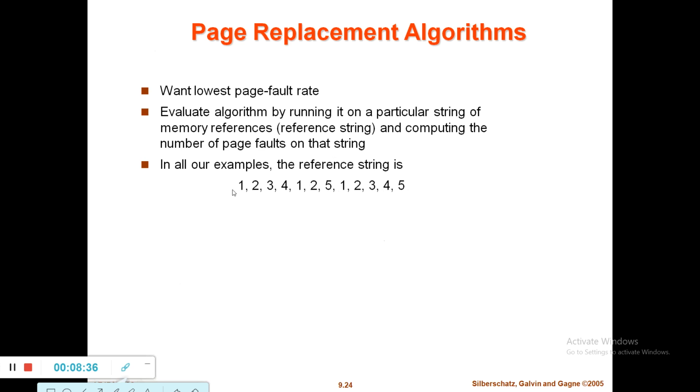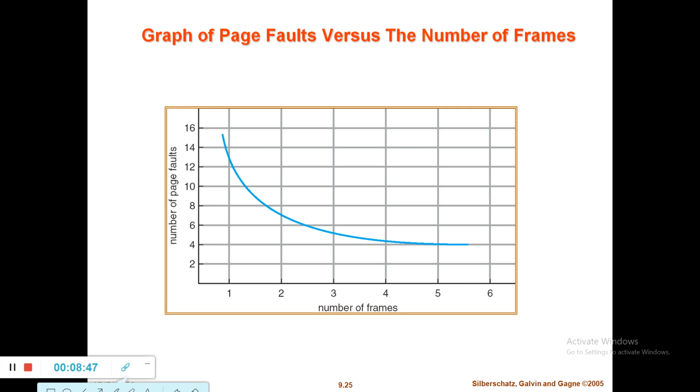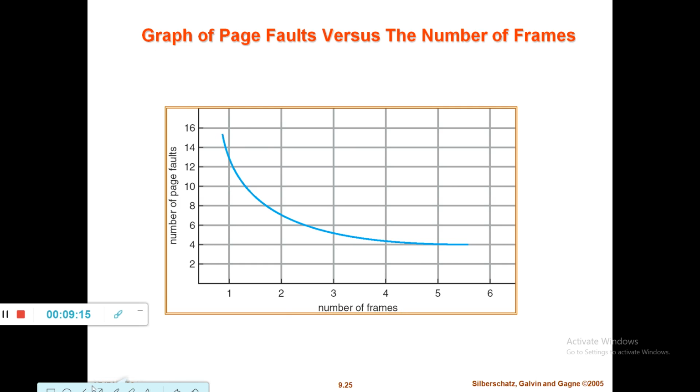This is the reference string, and these are the page numbers we are going to load into the memory using the different page replacement algorithms. And this is a graph of the number of page faults versus the number of frames. If there is only one frame, there are more page faults. If there are two, it goes on. As the number of frames increases, the number of page faults automatically decreases. This is the graph shown here.